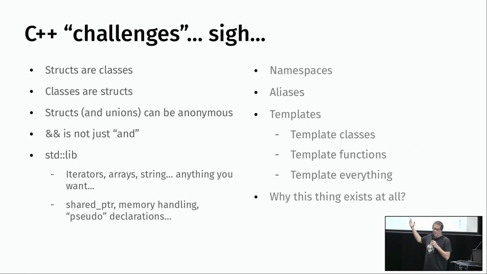The C++ generator has certain difficulties, because this is C++, of course. In C++, structs are classes too, and classes are structs too, and you need to understand that. And all of them can be anonymous, and they have namespaces and aliases, which is like a typedef, but with steroids. And then we have templates: template class, template function, templates everything, every day. And why does this exist? But okay, we need to do it.